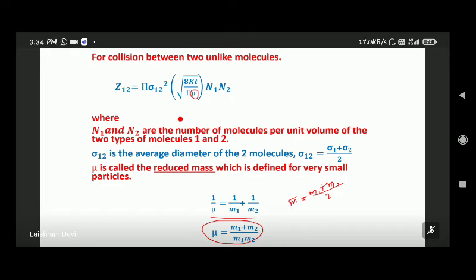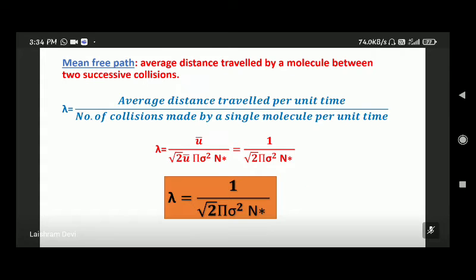ठीक है, so another term is mean free path, which is the last term for molecular collisions. The mean free path is nothing, as the name also tells you, it is the average distance traveled by a molecule between two successive collisions. When a molecule undergoes two successive collisions, एक collision के बाद दूसरे collision से पहले, how much average distance is being traveled by that molecule. This is what we mean by the mean free path.